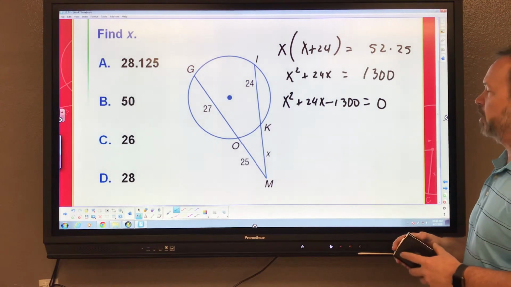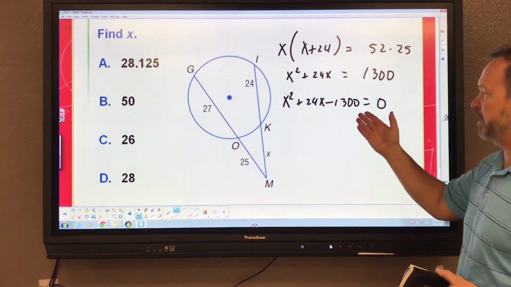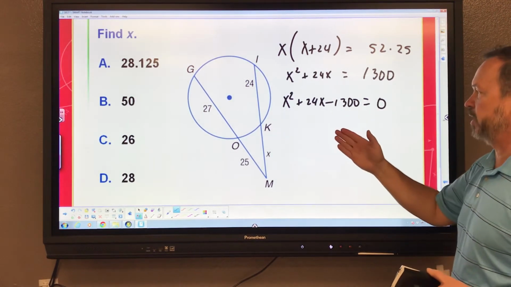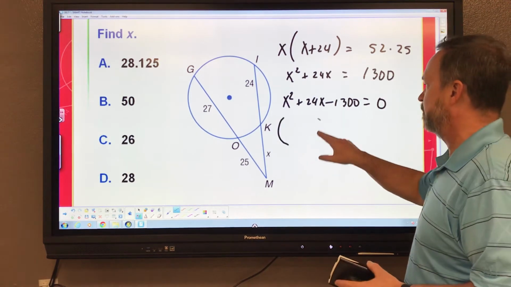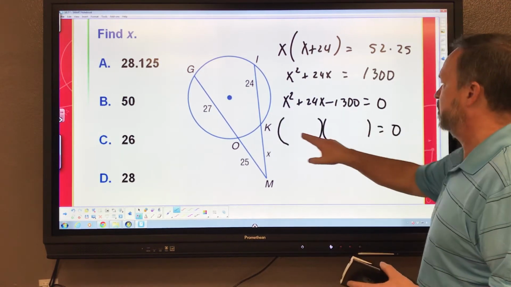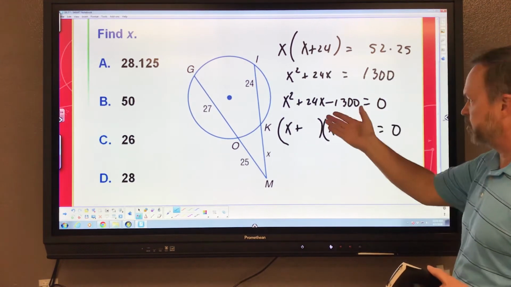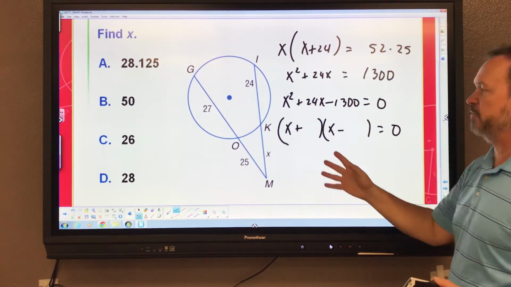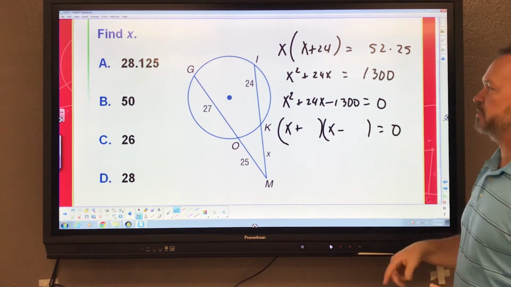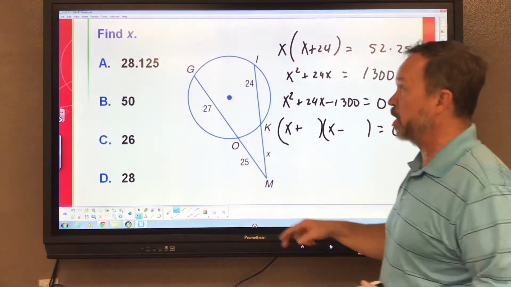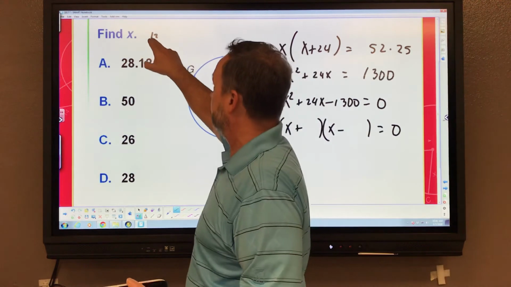And so what I'm looking for here is factors of 1,300 whose difference is 24. And then I'd be able to factor. I know this is double bubble, x and x, signs are different. There's no GCF, it's not a special case, so it ends up being a leading coefficient 1. So I'm looking for factors of 1,300. And that's going to be some work.